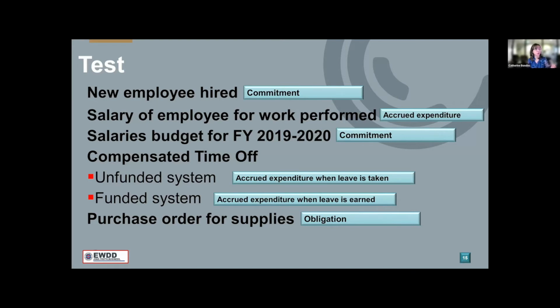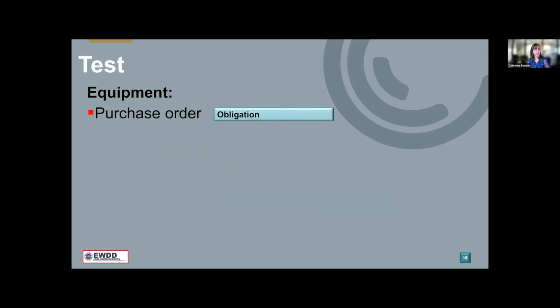A purchase order is actually similar to a contract, because once you issue that purchase order, once they deliver it to you and you received it, you're obligated to pay. So once you issue that purchase order, it's almost like a contract. So it's a financial obligation. You may report this as a financial obligation. Equipment purchase order, obligation. It's a financial obligation.